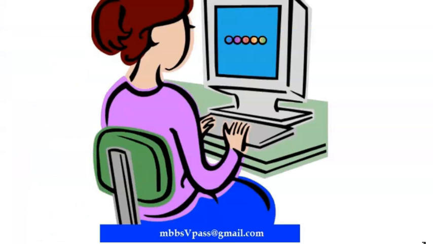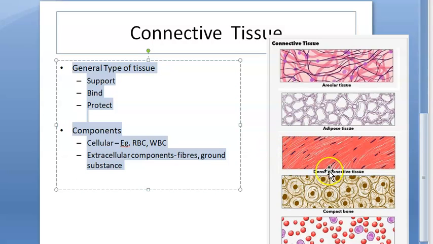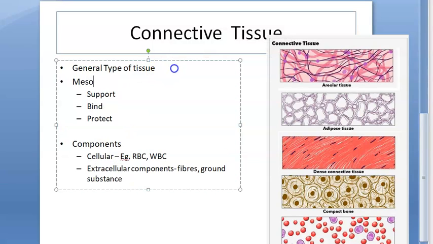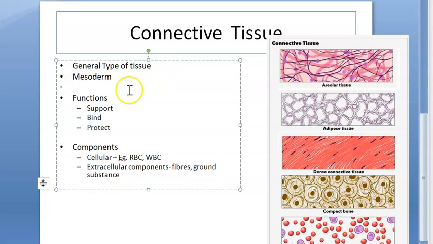Guys, what is skin? See here, the skin is an organ. It has connective tissue, which is in the dermis, the dense irregular type of connective tissue. Did you catch that? Basically, it is mesodermal in origin. And it has functions like support, bind, protect.